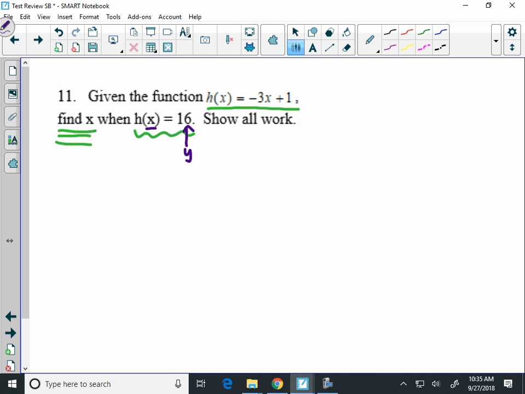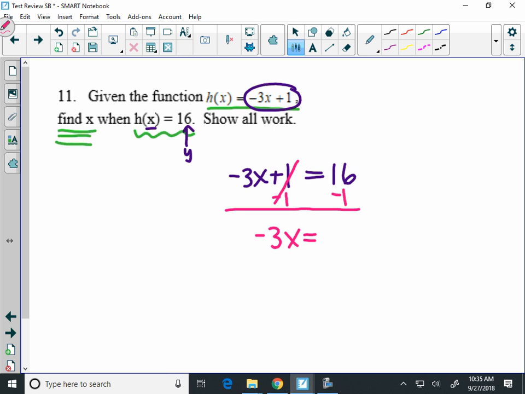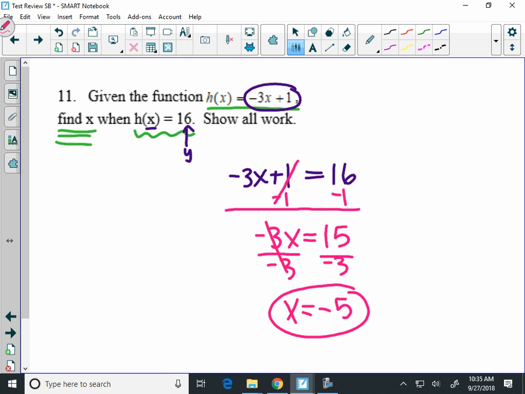So what you do is if the function h of x is equal to 16, you're going to take your original equation, -3x plus 1, and you're going to set it equal to that 16. That's going to allow us to solve the equation so that I can get x by itself. To solve this equation, all I have to do is subtract 1 from both sides. I'll get -3x equals 15. And then we have to divide both sides by -3. You get an answer of x equals -5. That means the x you're looking for, when I put negative 5 into the function here for x, I will get 16 as my output.